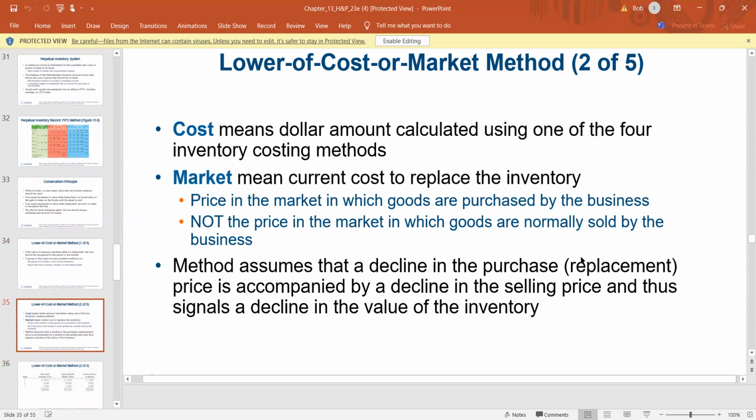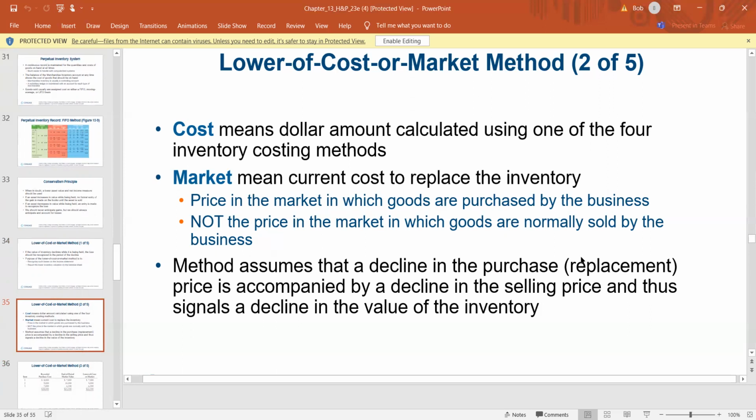Lower of cost or market. Cost means what you're paying for, what you paid for the goods. Okay, you sell T-shirts, and you went out and bought a bunch of T-shirts for $5 a piece, and you were selling them for 20. The cost would be the 5. The market means what the goods are worth right now.